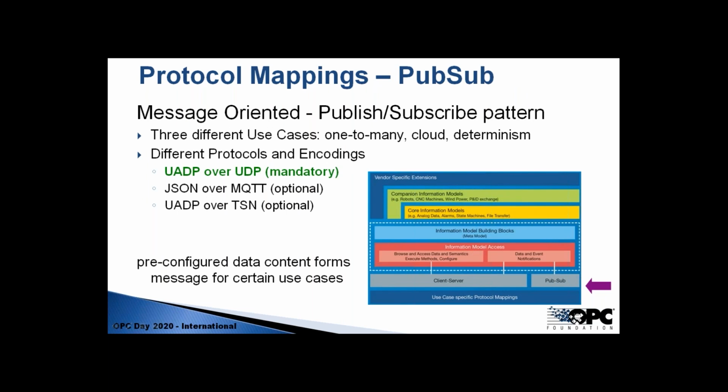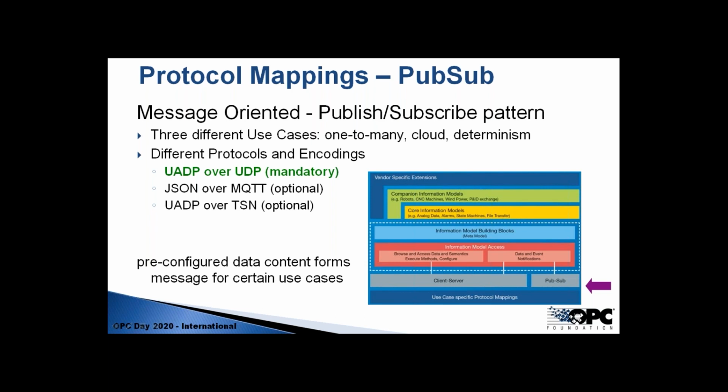For the PubSub, we also have protocol mappings, and there are different use cases. There's the one-to-many use case, the cloud, and the deterministic use case. And so we have different protocol mappings here. Most important, the UADP, which is a binary encoded message that is running over UDP. It's a UDP multicast, so it goes out from one and can be received by many, many others.